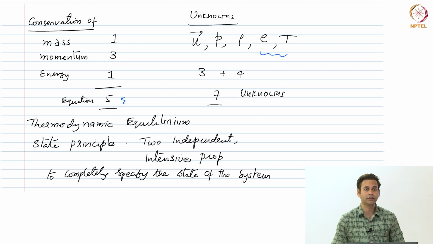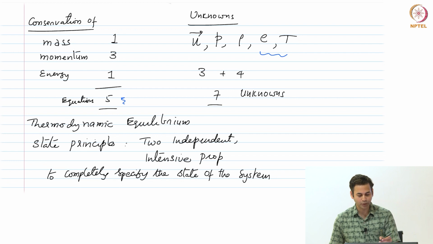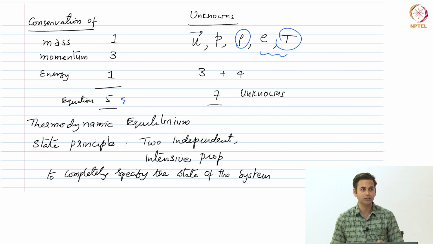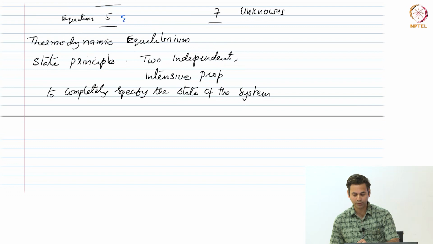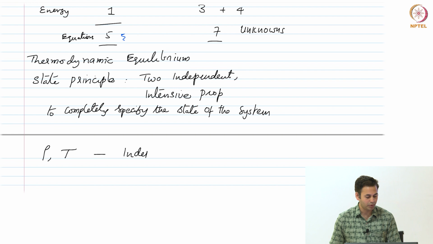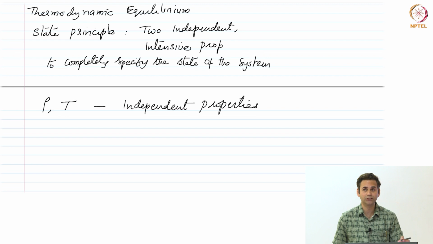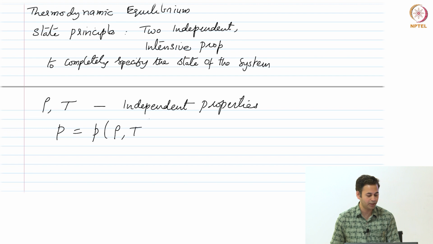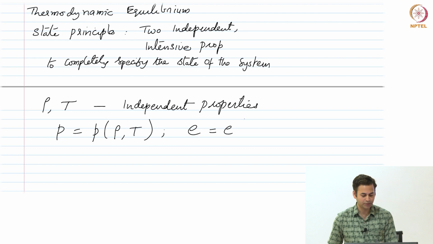So we just need two independent intensive properties, and all other properties can be obtained from these independent properties that we have specified, okay? So if we choose, let's say, density and temperature as our independent properties, then we can go about and relate the other properties. Then the other two thermodynamic variables, that is pressure and internal energy: pressure can be obtained as a function of density and temperature. Similarly, the internal energy e as a function of density and temperature, right?